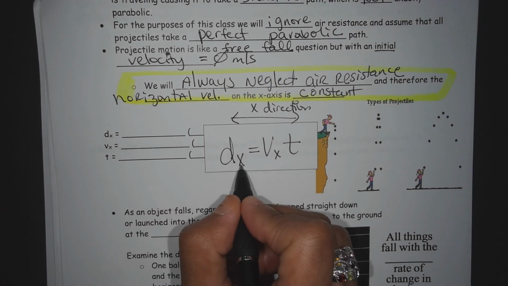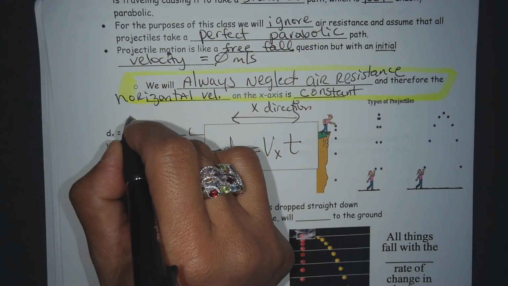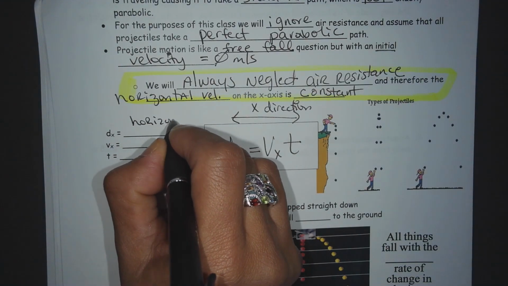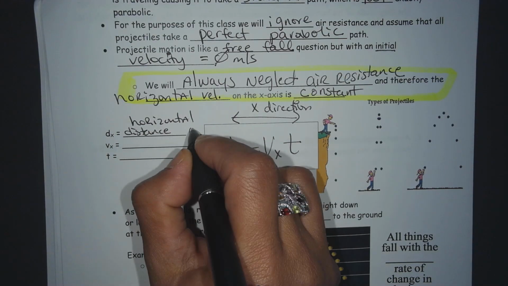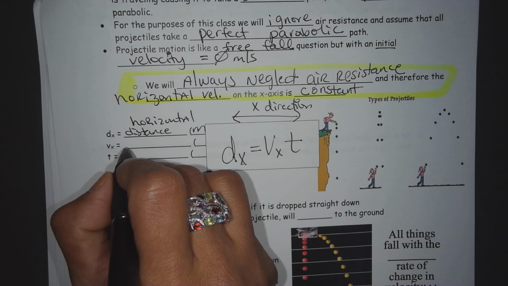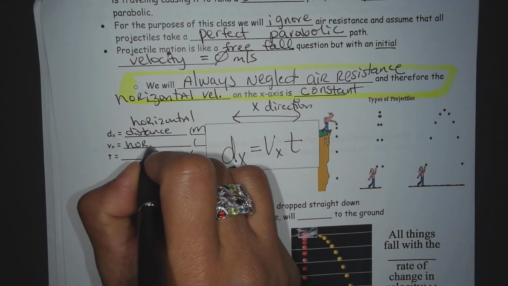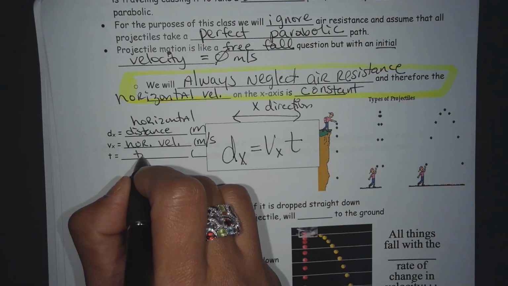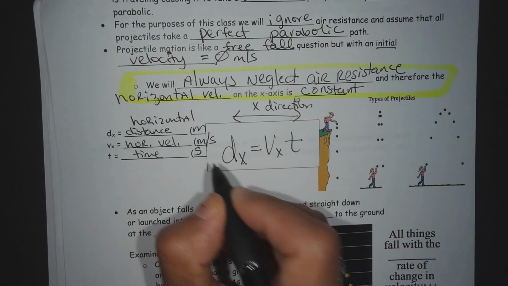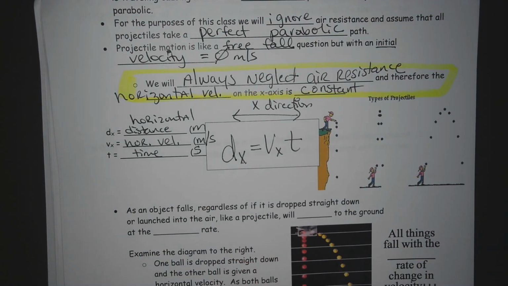The dx here stands for horizontal distance, which we prefer to be in meters. The vx is horizontal velocity. We prefer meters per second, and t is time, which is seconds. And take a glance up here. T doesn't have an x on it.